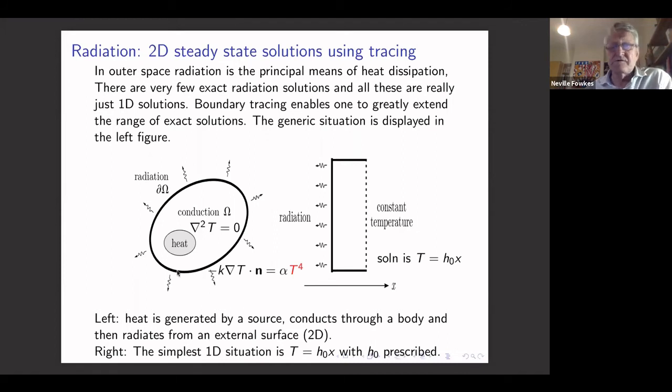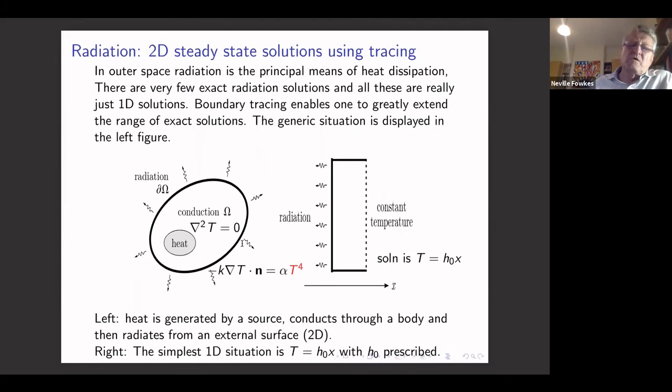So here's, if you like, the generic radiation problem. We have heat being produced in here, and it gets conducted through a body, and then it gets radiated out some surface here. And we'd like to know the solution of such problems, and what effect the shape is going to have on the solution. The temperature rises, the heat dissipation, etc.